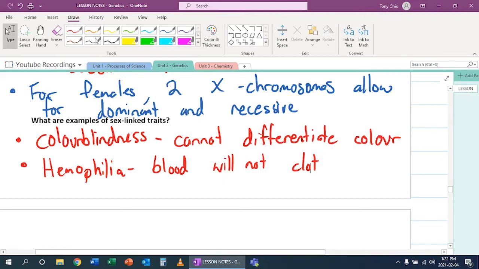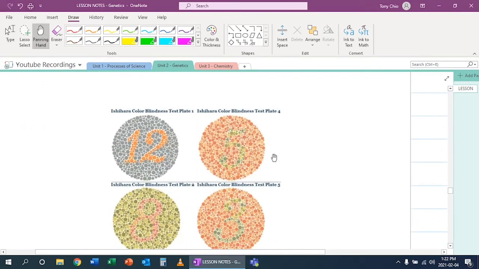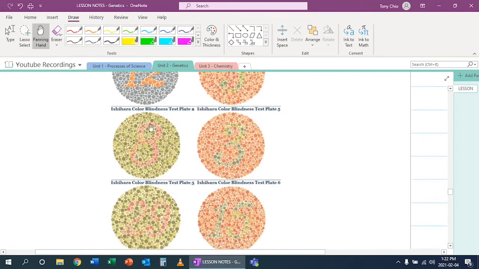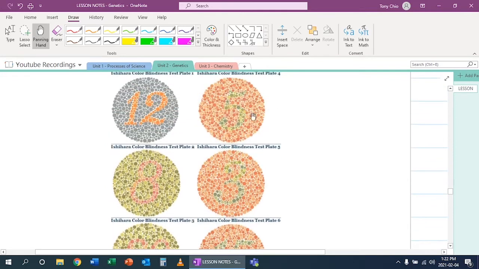So here's an example of colorblindness tests you'll see a lot of times. You see a lot of them look like that because you've got red and green to differentiate them. There's also red and yellow, of course. And there are other examples, but these are colorblindness tests that you see a lot of times.